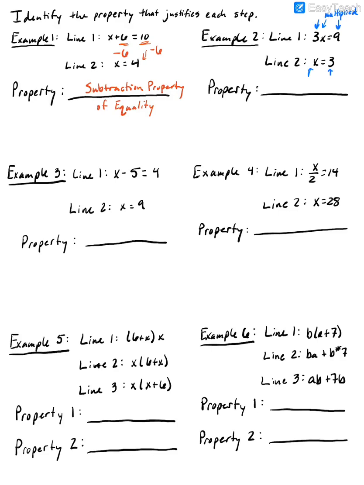So the undoing of things is what we did on the last one. Because 3 is times x, to undo multiplication you would use division. It's like saying divided by 3, which makes sense because 9 divided by 3 is 3, and that's what's left in line 2. So we would say this is the division property of equality.